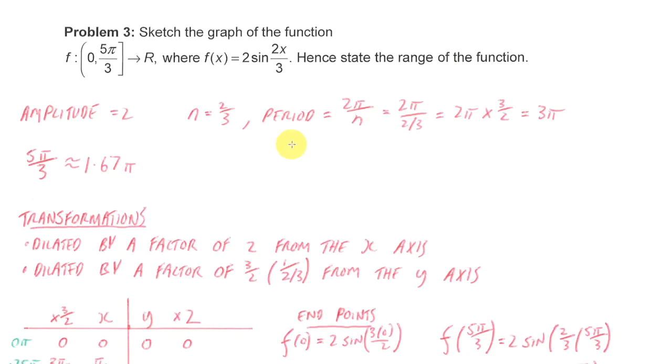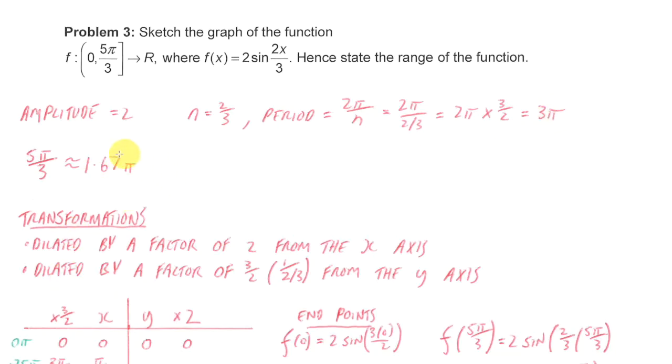Just getting out some key bits of information to begin with. Our amplitude is equal to 2, so we just take the size of that. n, the value immediately in front of the x, is 2/3. So 2x divided by 3 can be rewritten as 2/3 times x. So n is 2/3. Our period is 2 pi on n. So it's 2 pi divided by 2/3, which is the same thing as saying 2 pi multiplied by 3 on 2, which equals 3 pi. So in order for us to complete one full cycle of that rule, it'll take 3 pi to do so.